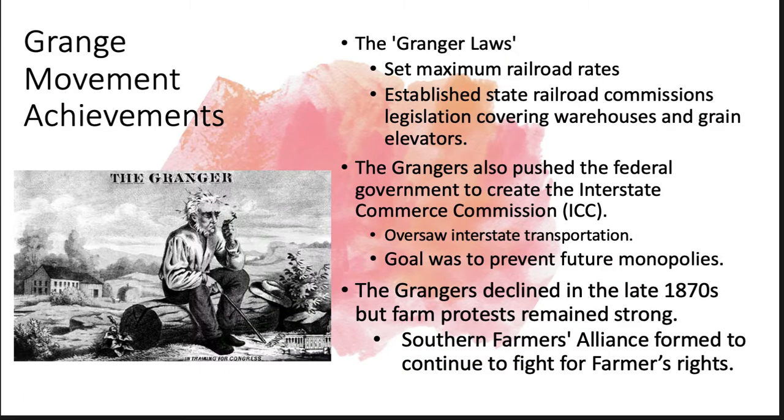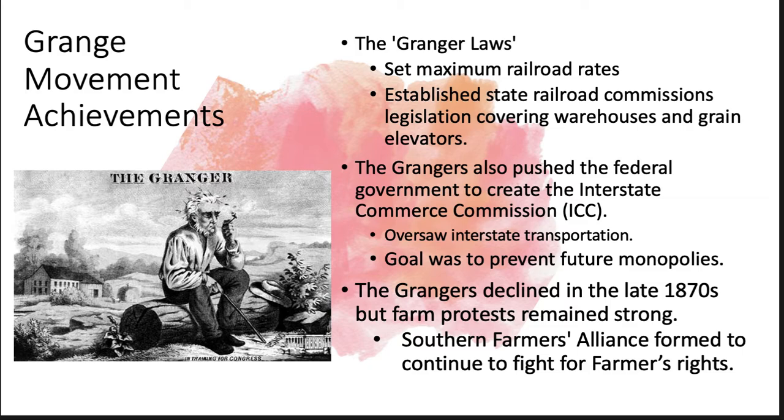Also, on top of these successes, the Grange movement is going to push for some major achievements. First, they're going to get what's called the Granger laws passed. Remember, I say in U.S. history, we do not get creative when we name things. The Grange movement gets the Granger laws. These Granger laws are going to set a maximum rate that the railroad can charge. Remember, that was one of their big goals. They wanted the government to regulate the railroad rates, and they get it.